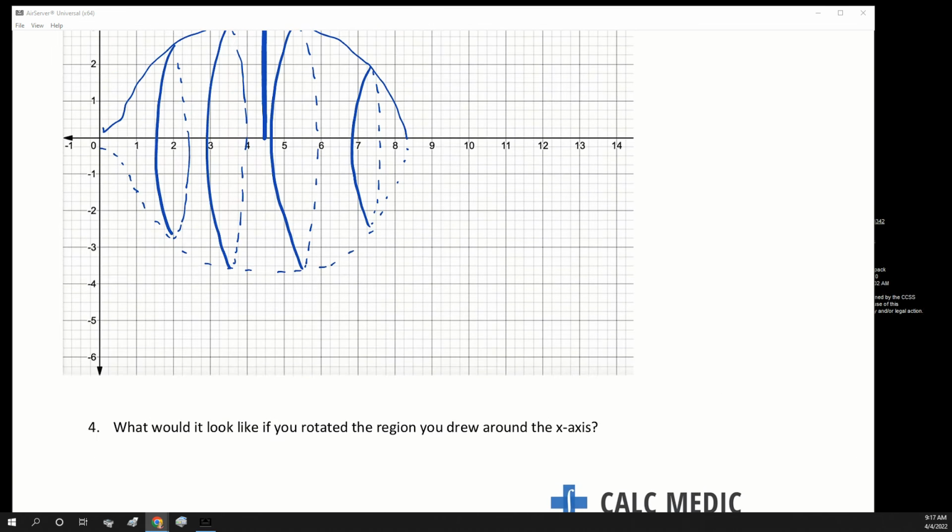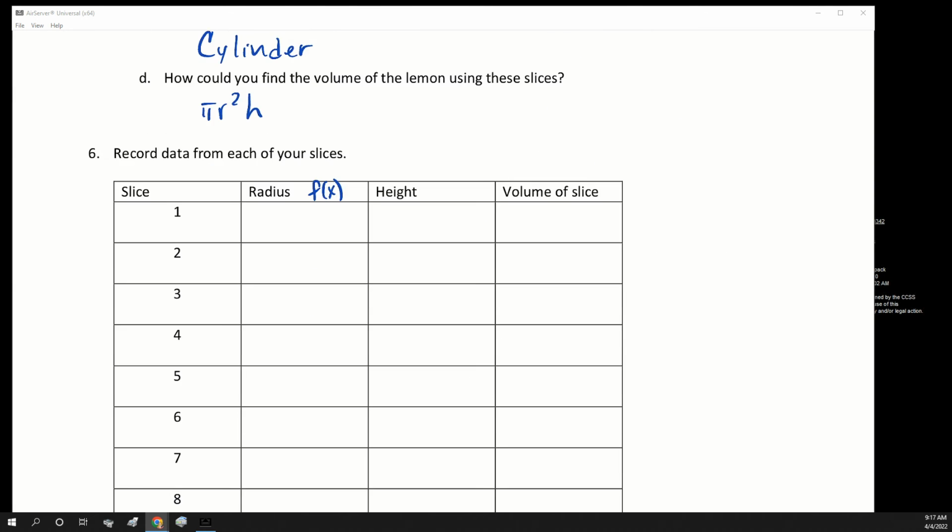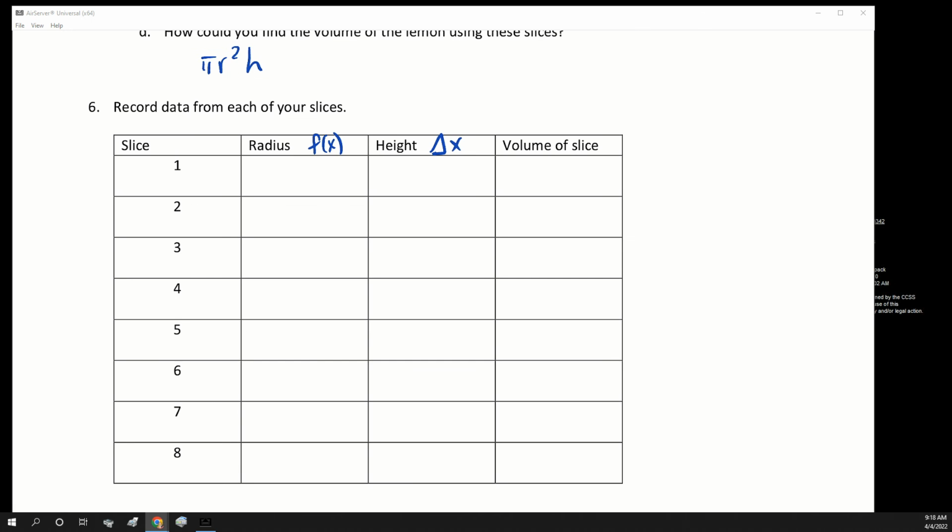And then the height of each slice was the change in x, or if you're looking at it that way, it kind of looks like the width. So that's going to be delta x. So then when you find the volume, it is pi, and then r squared would be f of x squared, times the change in x. And if we took that to an integral, you're going to find the integral from one value to another of pi f of x squared, and then delta x translates to dx.